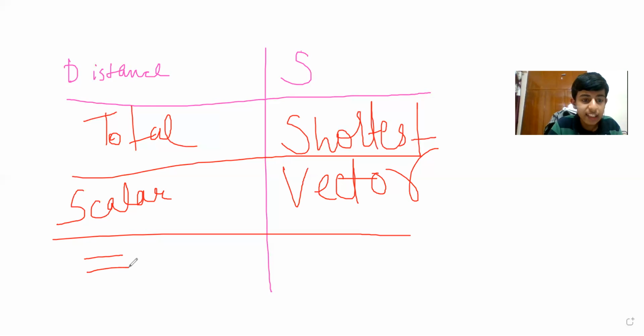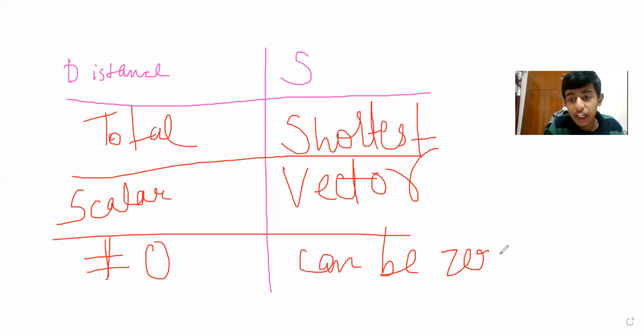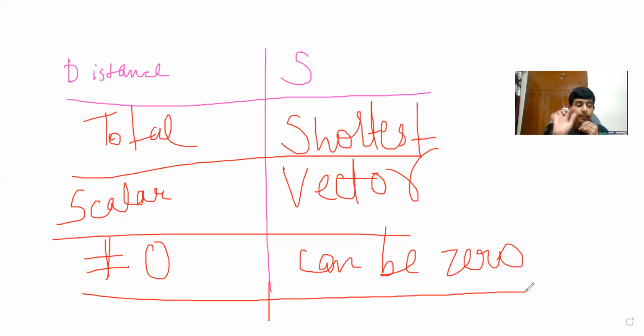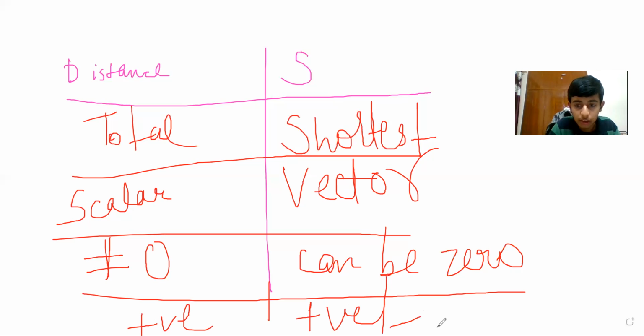Distance can never be 0, because if somebody is changing direction and taking some path, how can it be 0? It will at least take 1 meter of distance. Displacement can be 0, as we have seen in the example where the initial and final positions are the same. Distance is always positive. Displacement can be positive or negative.